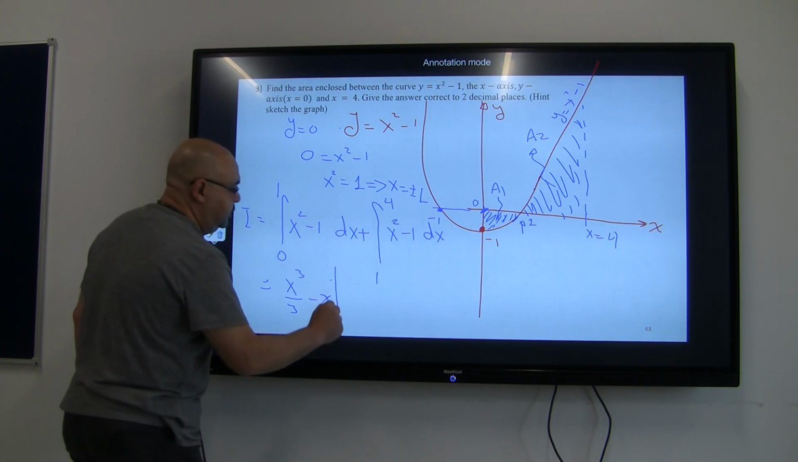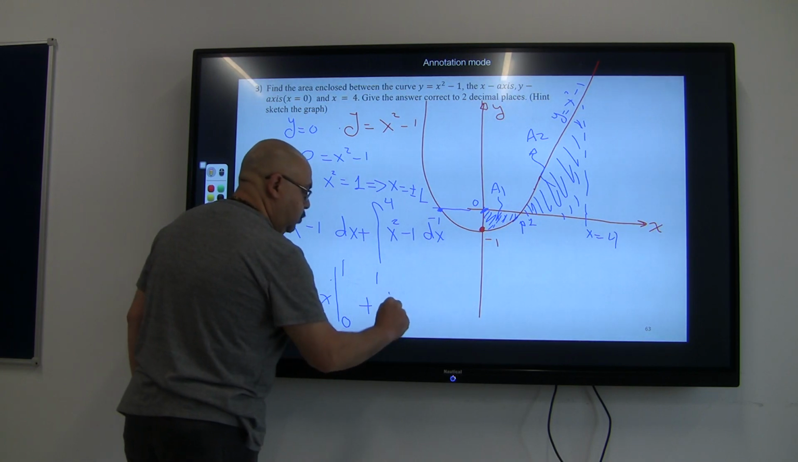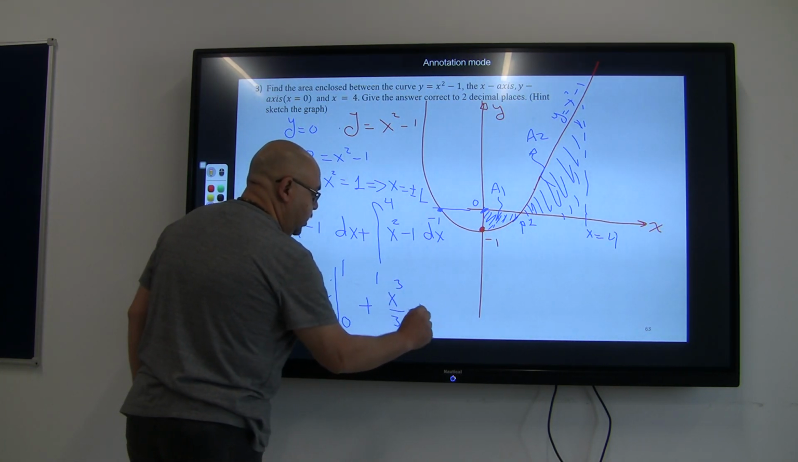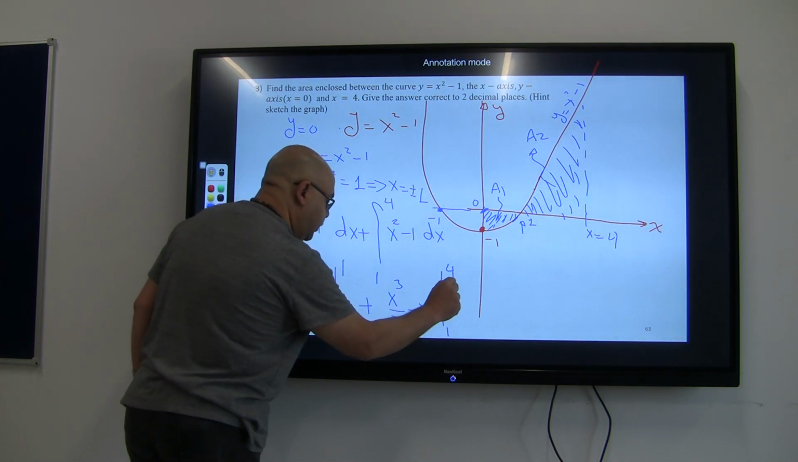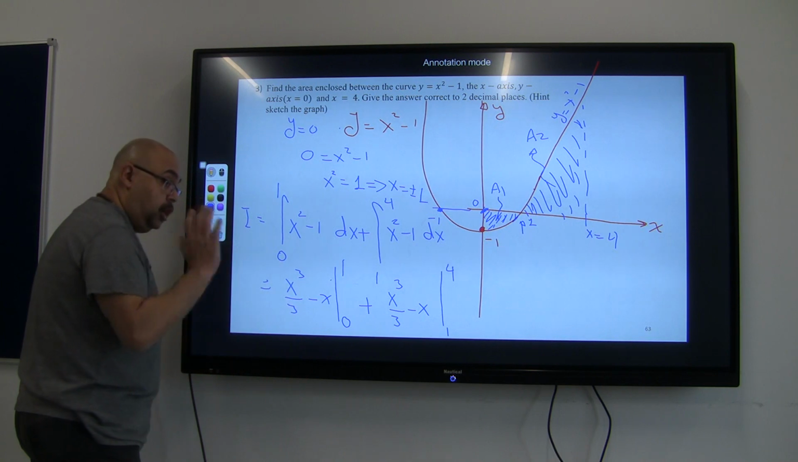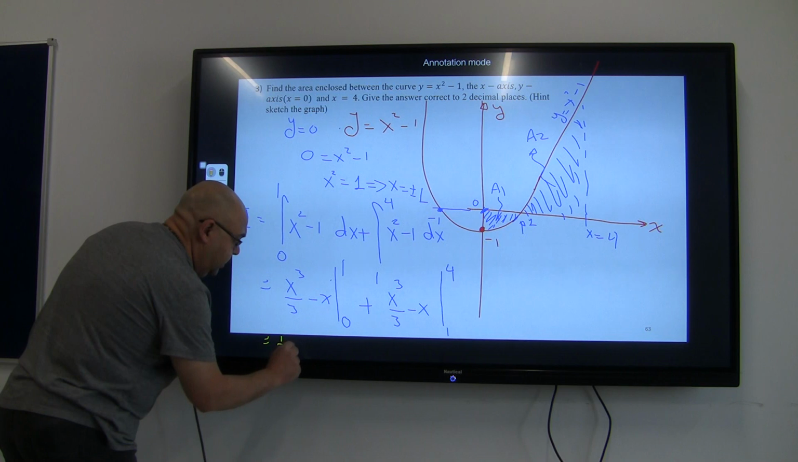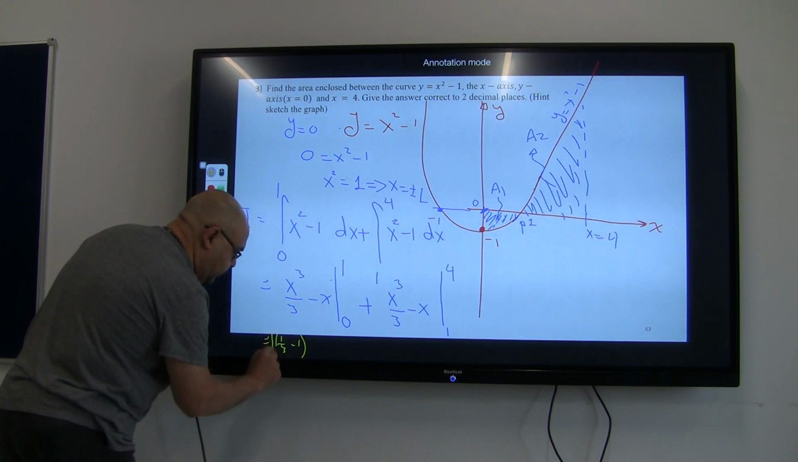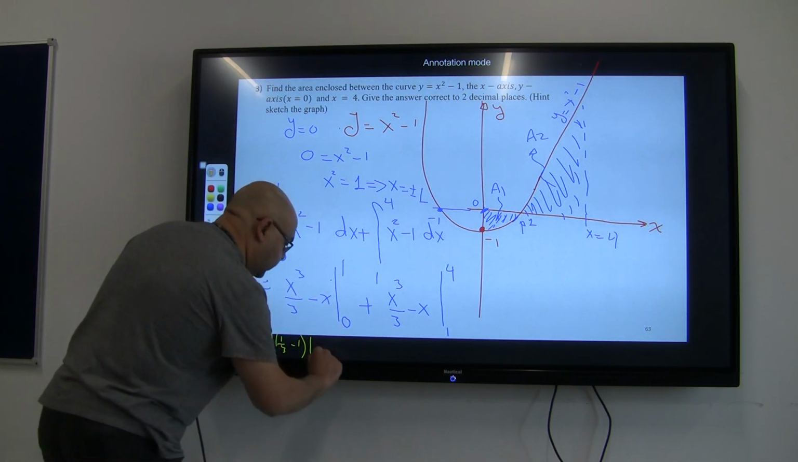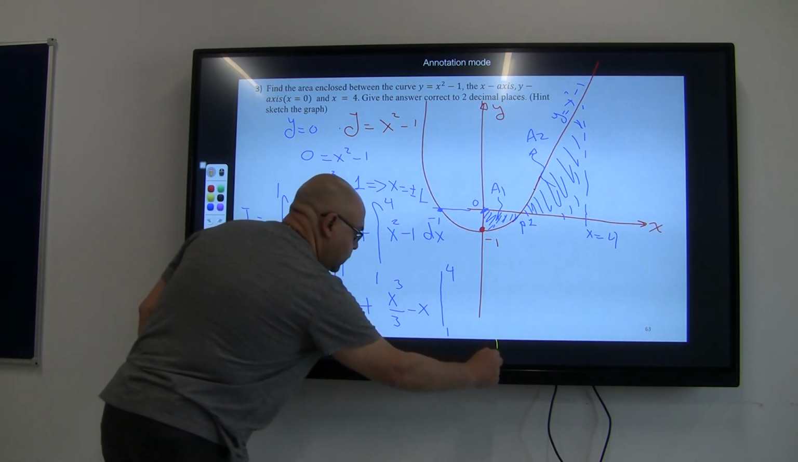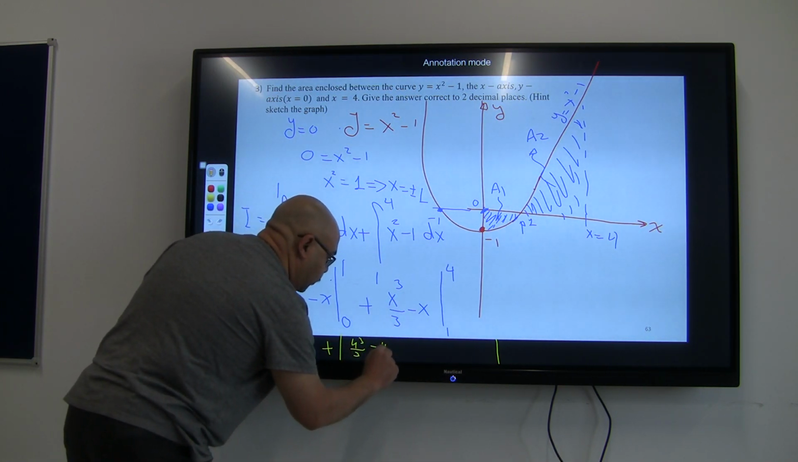Then I substitute first by 1, then minus 0. Then plus, the same way, x cubed over 3 minus x, substituting from 1 to 4. Simply get these values. So it's going to be 1 over 3 minus 1. Don't forget the absolute value. Minus 0 is going to be 0. For this part, it's going to be plus, in absolute value, 4 to the power 3 over 3 minus 4.